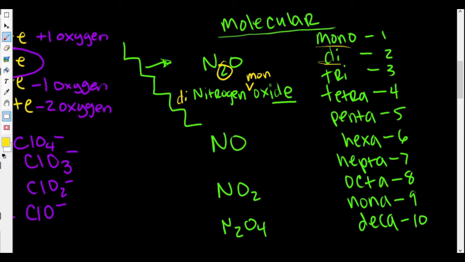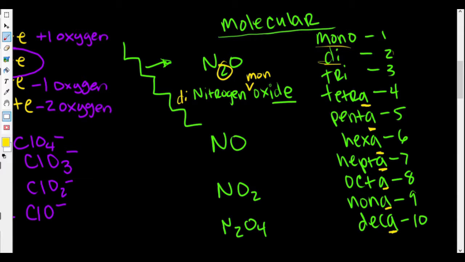Let me read these out to you really quick too. Sorry, I know they're just listed here. Mono is 1, di is 2, tri 3, tetra 4, penta 5, hexa 6, hepta 7, octa 8, nona 9, deca 10. As far as the A's at the end of these, most of the time they're going to stay there.